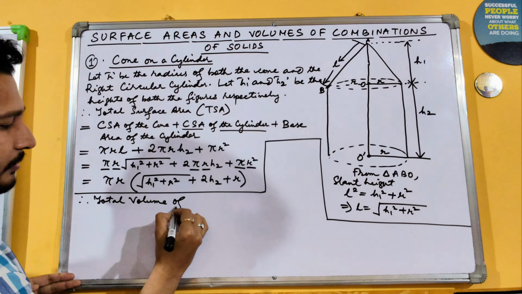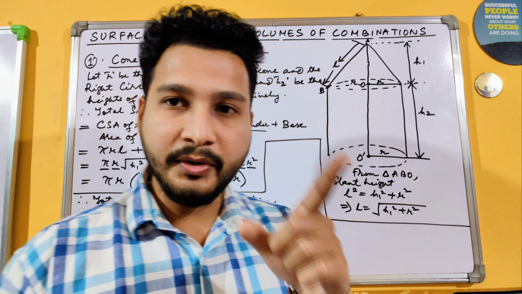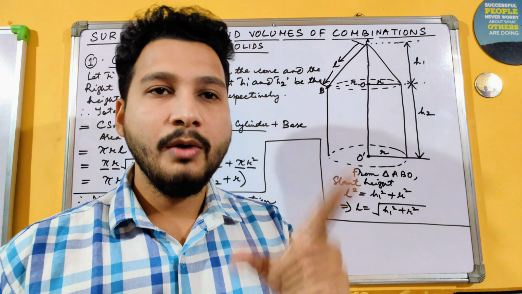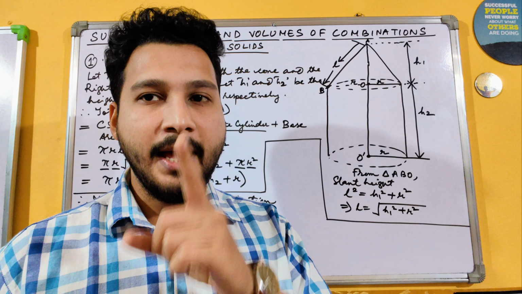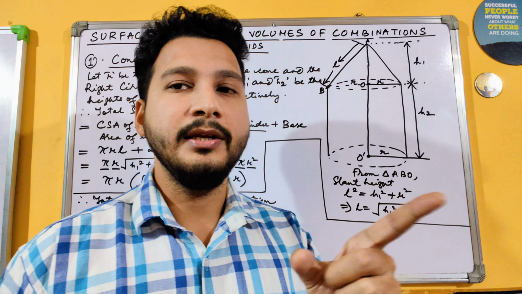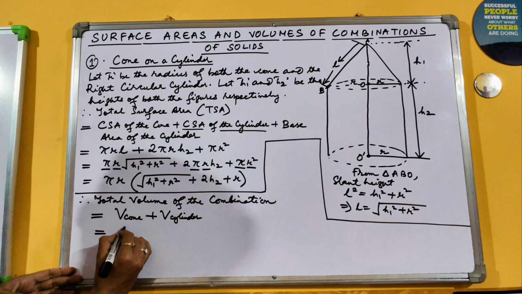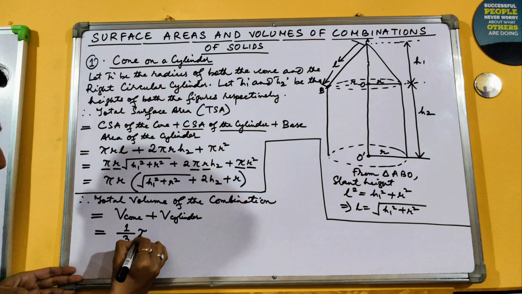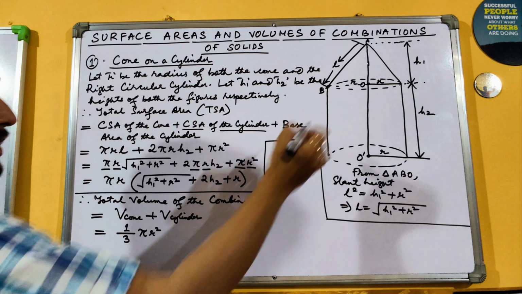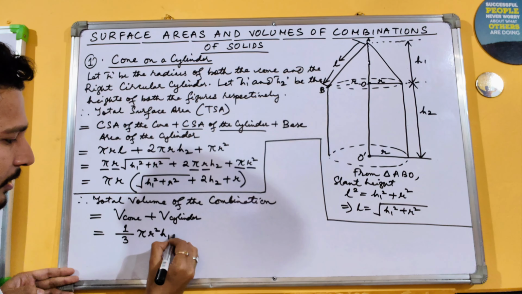Now what's the formula for the volume of a cone? 1 by 3 pi r square h. 1 by 3 pi r square h1, plus, what's the formula for the volume of a cylinder? Pi r square h. So pi r square h is nothing but h2 here.